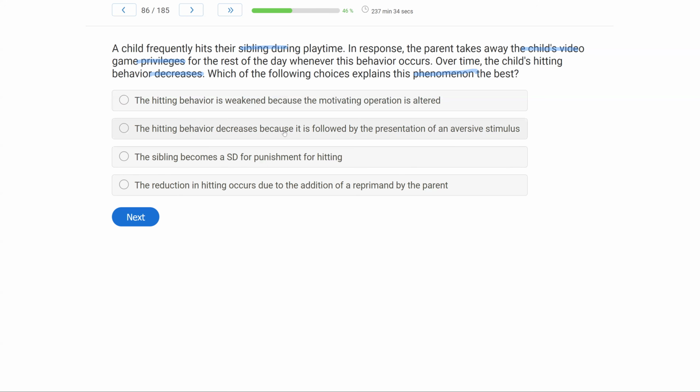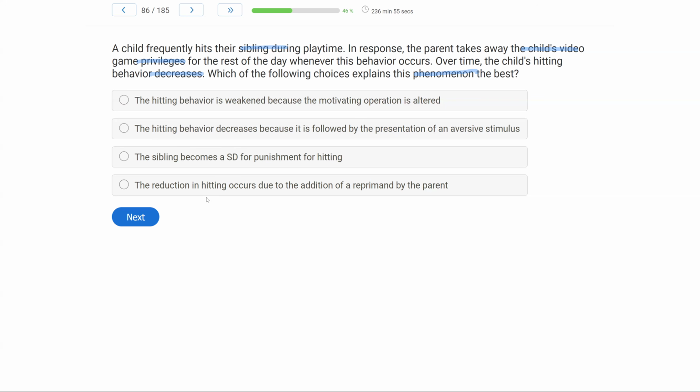B, the hitting behavior decreases because it is followed by the presentation of an aversive stimulus. When we present an aversive stimulus, that is more likely positive punishment. In this case, something was removed, so therefore it was negative. C, the sibling becomes a SD for punishment for hitting. This is very likely. The consequences alter the SDs. Consequences create new SDs because the discriminative stimuli signal the availability of reinforcement, or in this case, punishment. So over time, as punishment is delivered in the presence of the sibling, they become that discriminative stimulus for punishment.